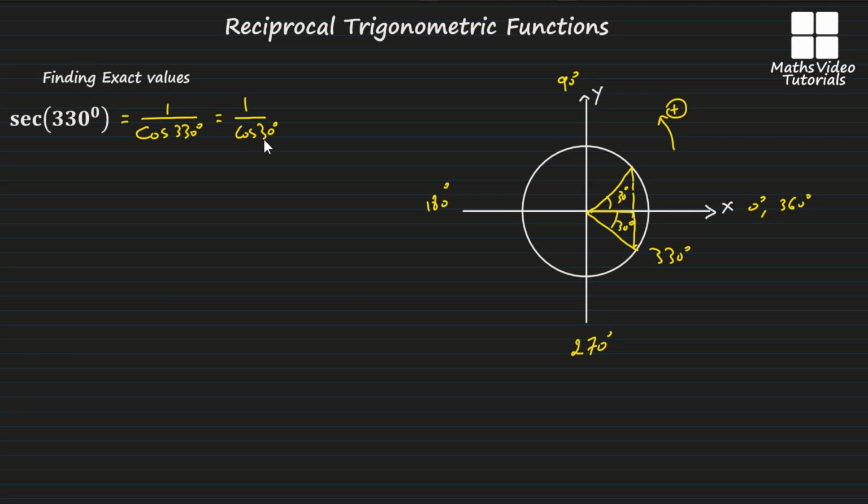Now, cos 30 is square root of 3 over 2, and then you flip it over to get 2 over square root of 3, and then you rationalize this to get 2 square root of 3 over 3, and that's your answer. Next example, we're going to take a look at the cot.